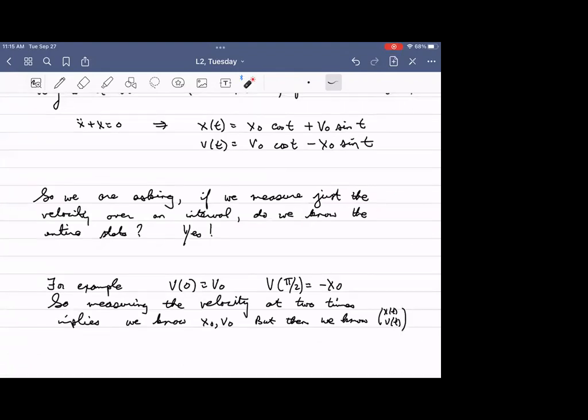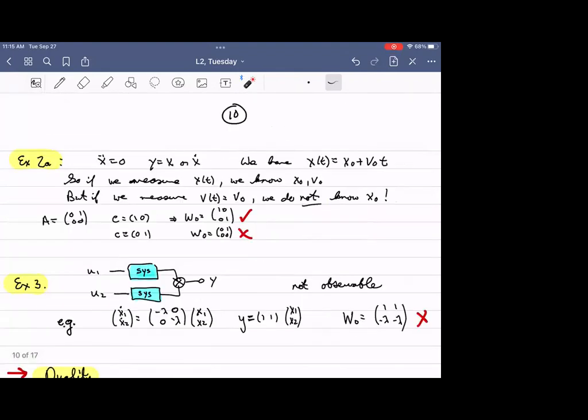So I think I'll skip these because these are all variations. Let's see which one is it. So this is a case where it's not observable. x double dot is zero, so this is just an accelerating particle. And we let y be either x or x dot. If we let it be x, then it is observable. But if we let it be x dot, then it's not, because you don't know where it started.